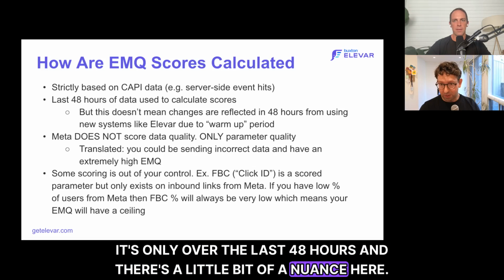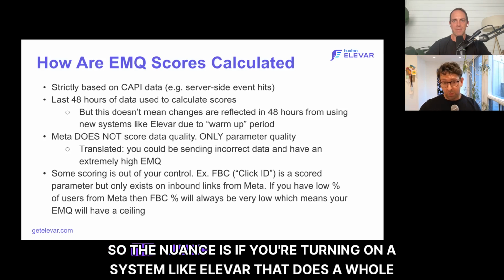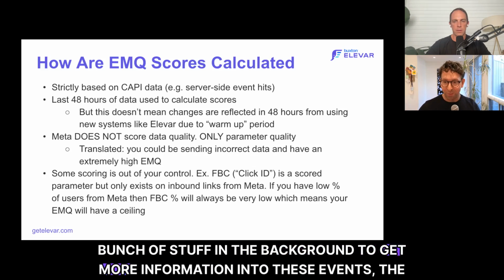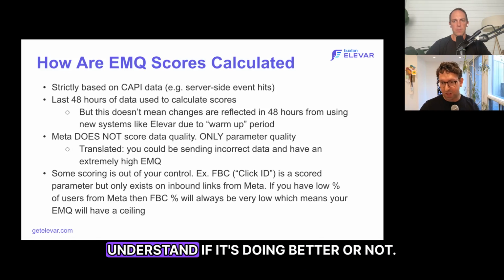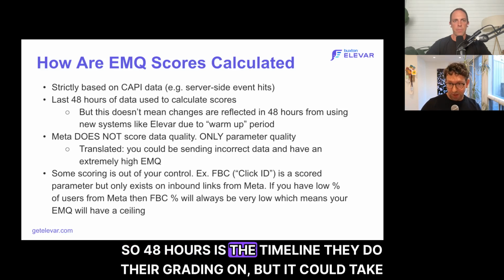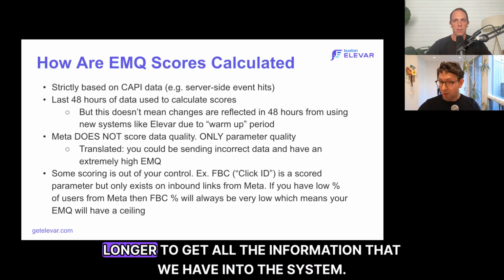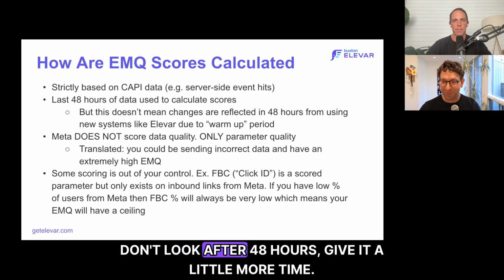And there's a little bit of a nuance here. I don't know if you want to quickly talk about it. Yeah, do it. So the nuance is if you're turning on a system like Elevar that does a whole bunch of stuff in the background to get more information into these events, the 48-hour time period is probably not the time period you should be looking at to understand if it's doing better or not. You need more time because our systems and competitor systems need time to warm up. So 48 hours is the timeline they do their grading on, but it could take longer to get all the information that we have into the system. So just a little side note. Yep. Don't look after 48 hours. Give it a little more time.